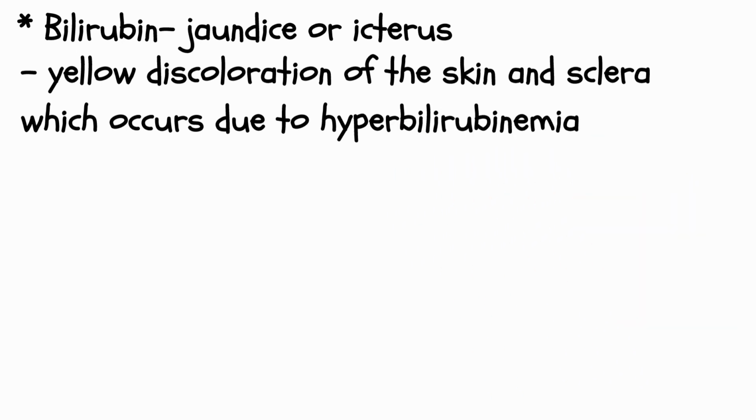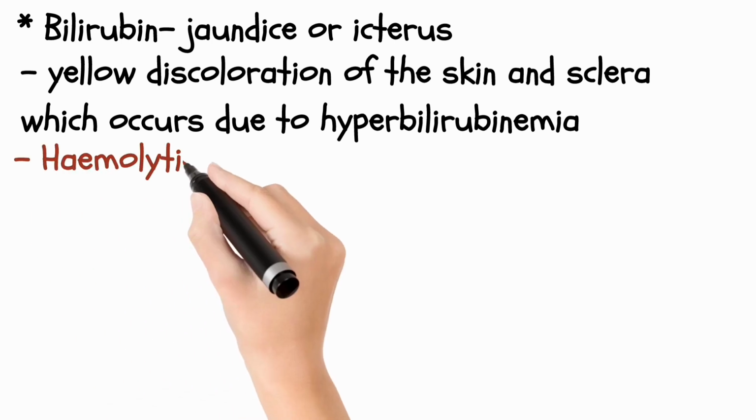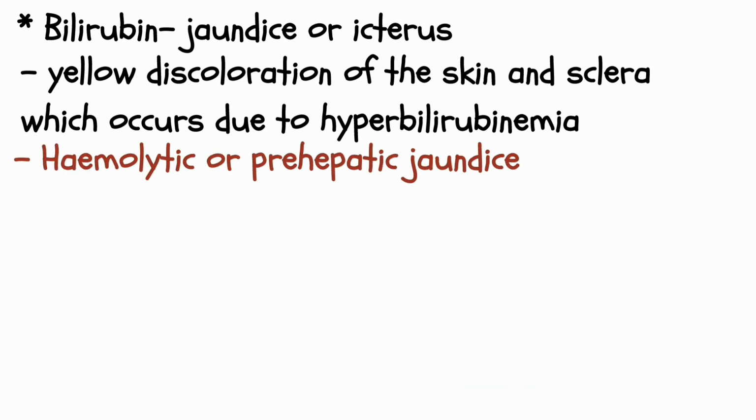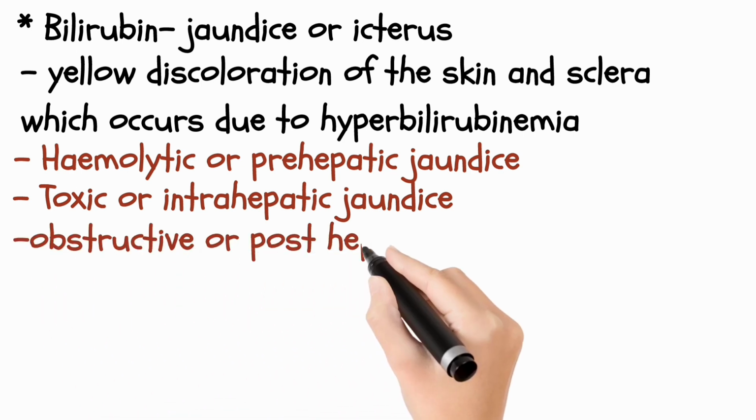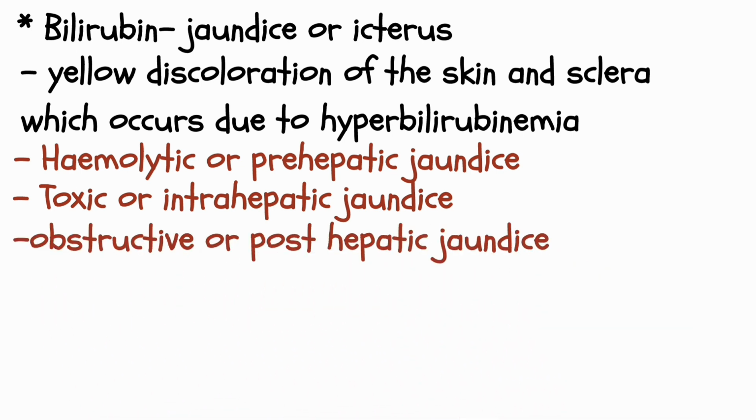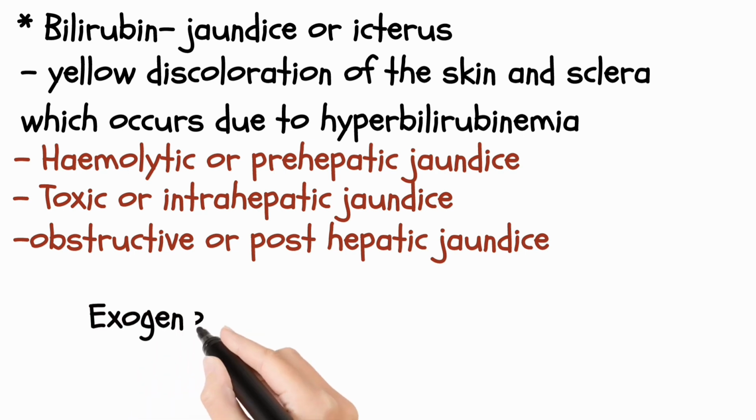That's hyperbilirubinemia. Jaundice is of three types: hemolytic or prehepatic jaundice, toxic or intrahepatic jaundice, and obstructive or posthepatic jaundice. That's it on endogenous pigments. Let's look at exogenous pigments.